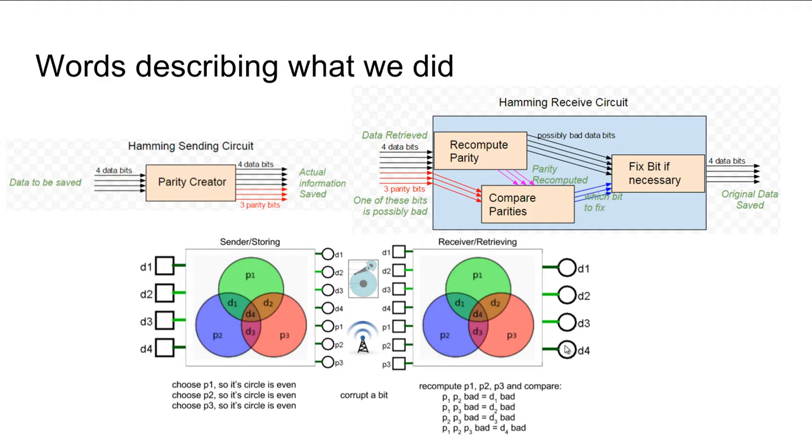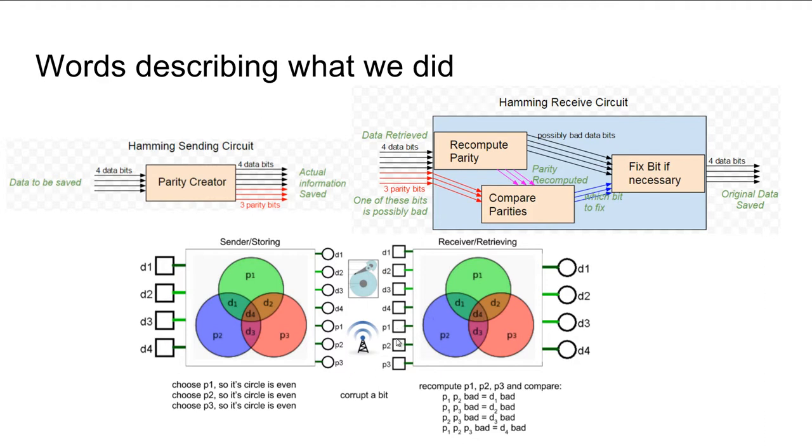What we want to do now is turn this into a circuit. And we start that process by naming the steps we went through right here. So what we did is we created parity. P stands for parity. And we have 3 parity creators. We have 3 circles here. So that sending circuit's pretty simple. The receiving circuit's a little bit more complicated.